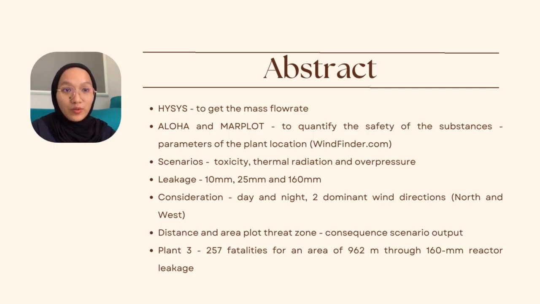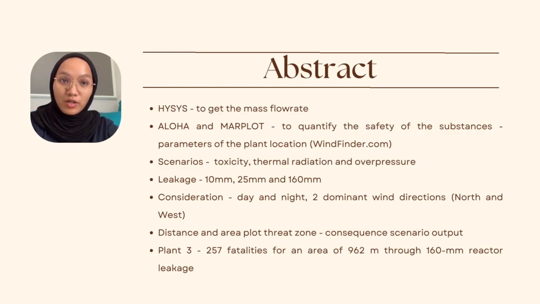The simulation included all possible scenarios in terms of toxicity, thermal radiation, and overpressure to evaluate the possible worst case impact. The leakage of the reactor used are 10 mm, 25 mm, and 160 mm. The consideration of day and night are taken alongside with 2 dominant wind directions in Seri Manjung, Perak. Distance and area plot threat zone are the resulting consequence scenario outputs, in which plant 3 gives out an overall of 257 fatalities for an area of 962 meter through 160 millimeter reactor leakage.